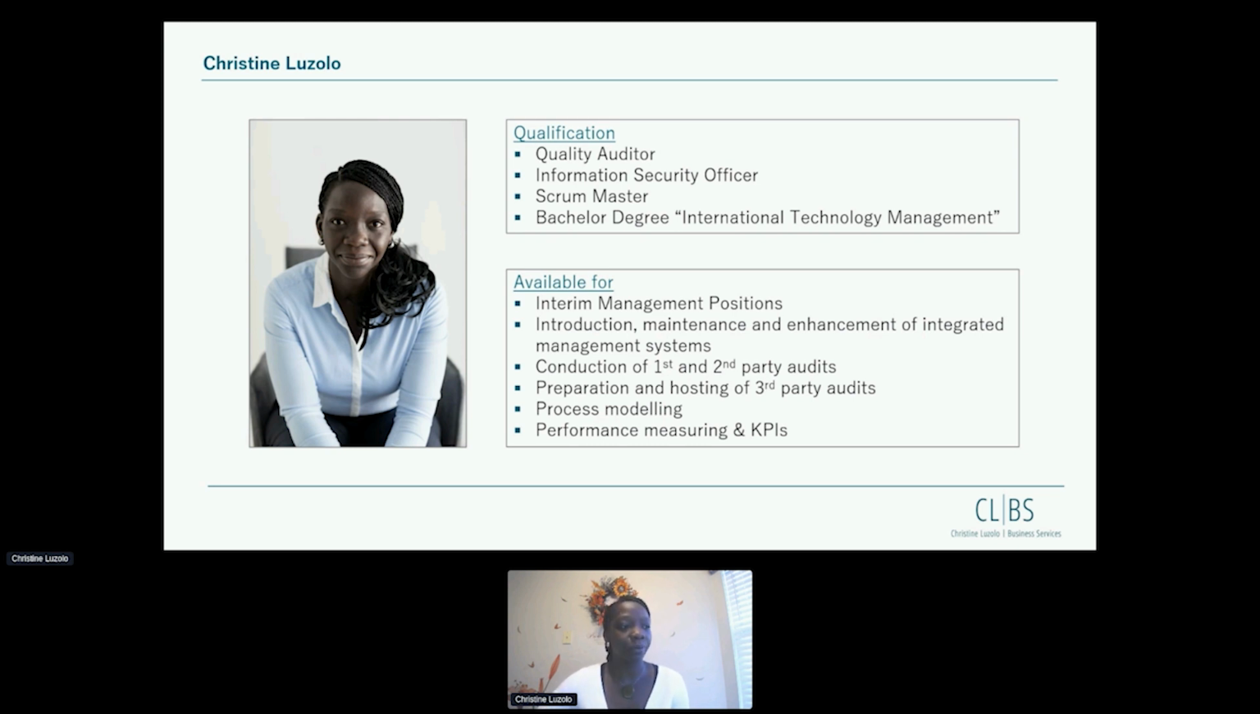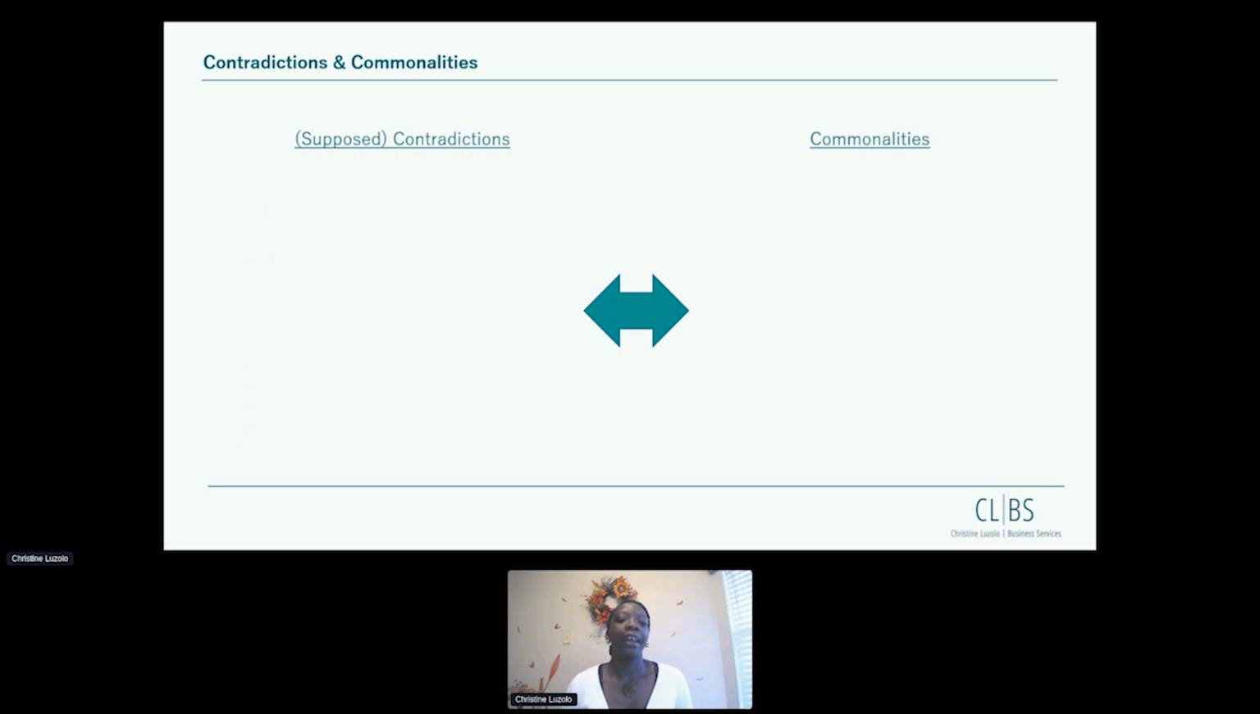So then let's get started with the content. As I said in the beginning, there are supposed contradictions and there are commonalities between agile frameworks on the one side and the ISO standards on the other side. So the first contradiction, what I hear very, very often is, well, I don't think ISO standards and agile teams can go hand in hand because, you know, there are no disciplinary hierarchies in the agile teams. And so who's going to be responsible, who is going to give approvals, etc.?